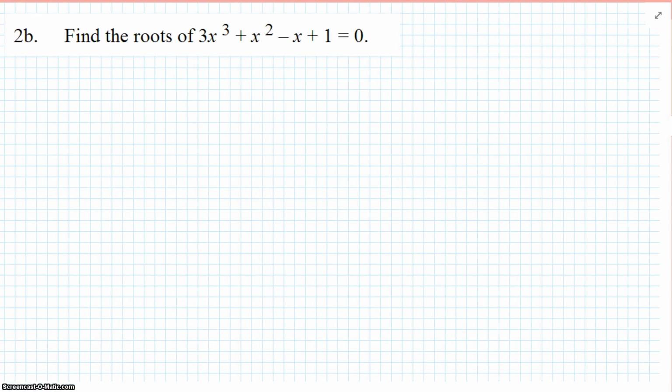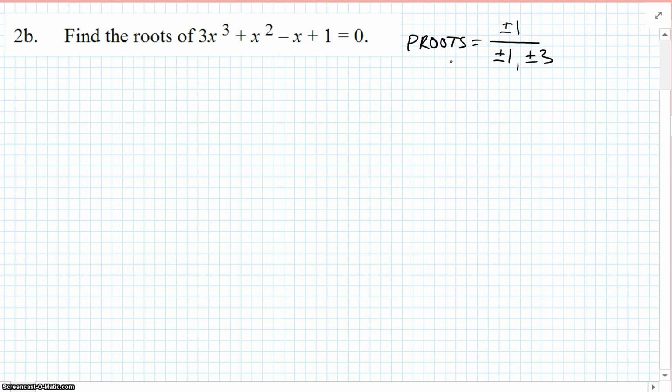Find the roots of 3x cubed plus x squared minus x plus 1. Well, we know all the possible roots are the factors of the constant, which would be plus or minus 1, over all the possible factors of the leading coefficient, which is 3. So it'd be plus or minus 1, plus or minus 3. So let's list all the possible roots.